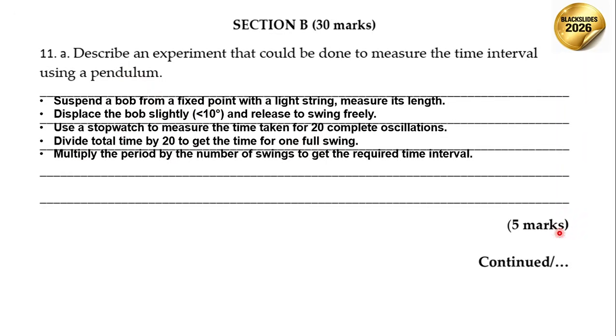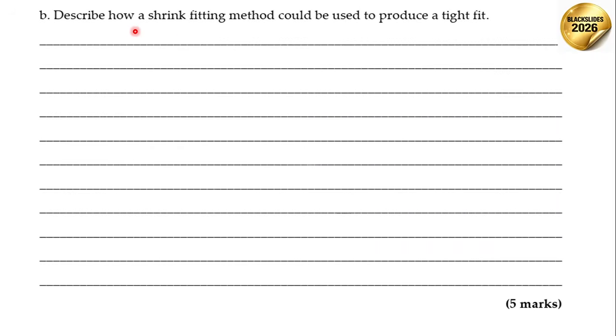5 marks. Describe how a shrink fitting method could be used to produce a tight fit between two metals. This is the application of the thermal properties of matter, or thermal expansion and contraction.